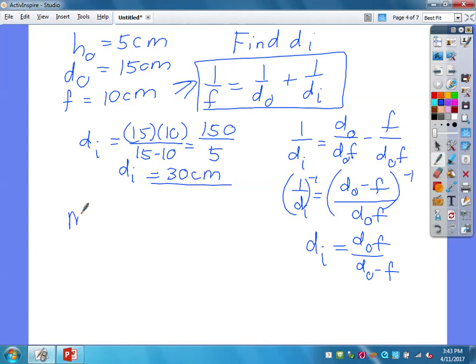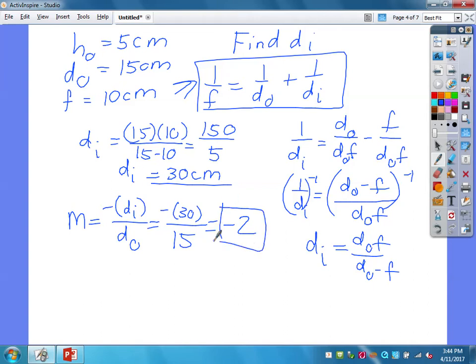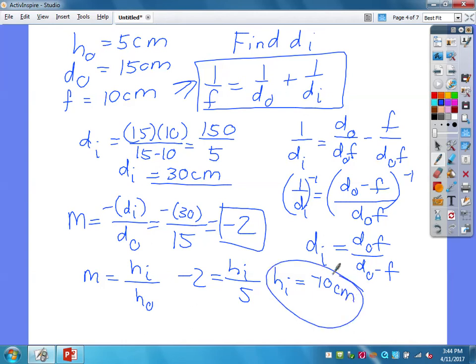Let's find the magnification now. Magnification equals negative DI over DO. So that will equal negative 30 over DO, which is 15. My magnification is negative 2. Now I have my image distance and my magnification. Let me find my image height. So magnification equals image height over object height. So negative 2 equals HI over object height, 5. 5 times negative 2, HI will be negative 10 centimeters. All right?